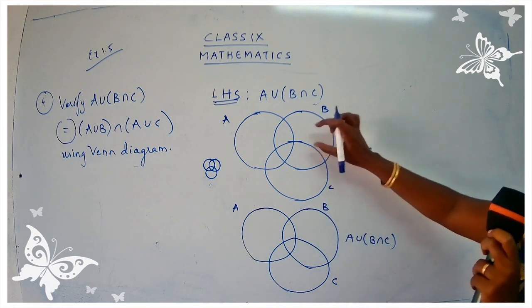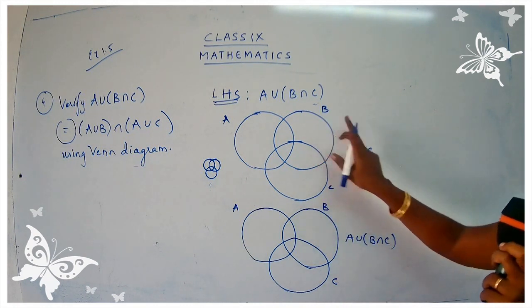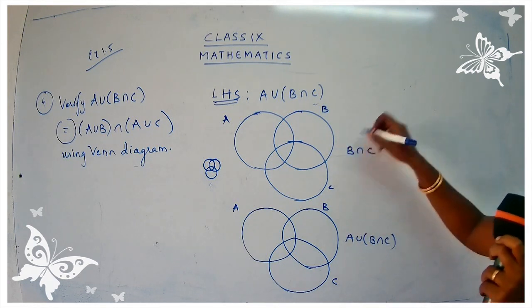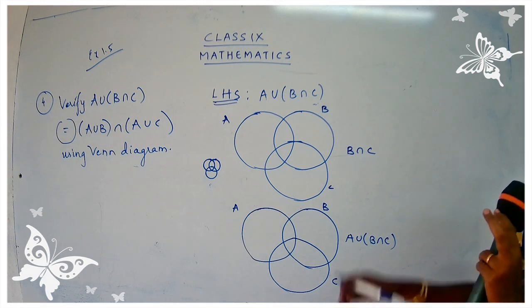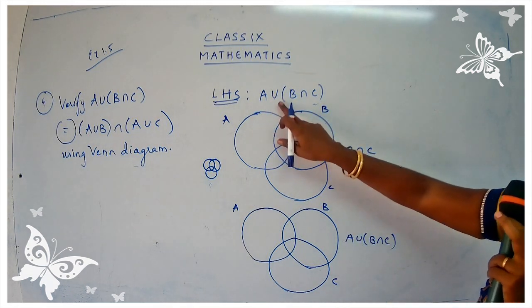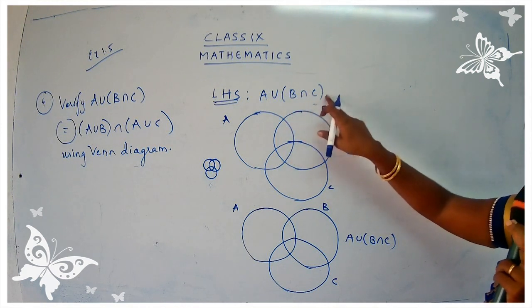For every figure, you get 1 mark. If you get all the figures correct, you will get full 5 marks. Okay, children? Shall we start with the shading part? So, what is here? A union B intersection C.